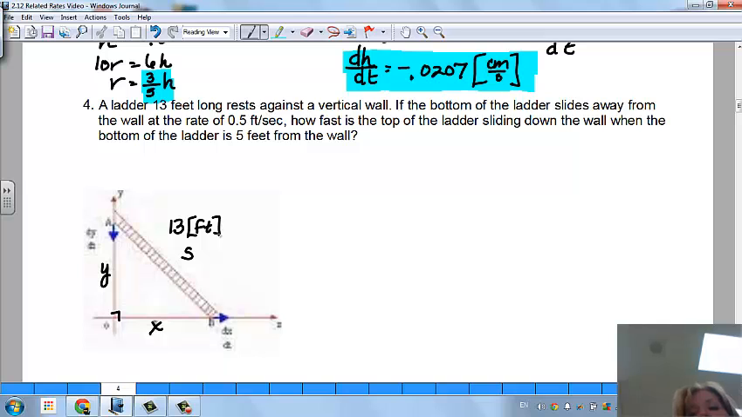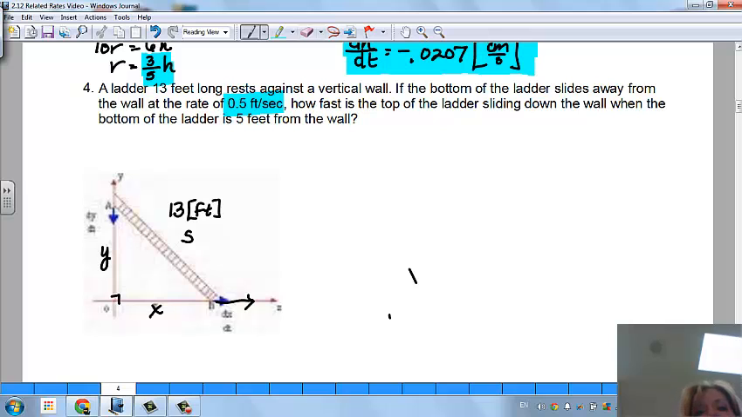If the bottom of the ladder slides away, so it's going to slide away this way from the wall at a rate of 0.5 feet per second. So I see the feet per second, and so I know this is a rate. And if it's sliding along the wall, what they just gave us was dx/dt. Right? So we're going to put that right here. They told us that dx/dt is going to equal 0.5 feet per second, and it's going to be positive because it's sliding away from that, and so they gave us that.